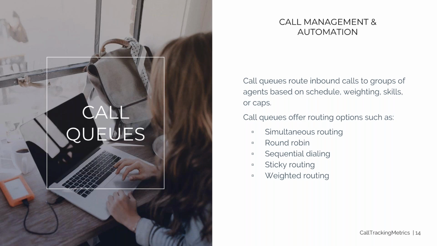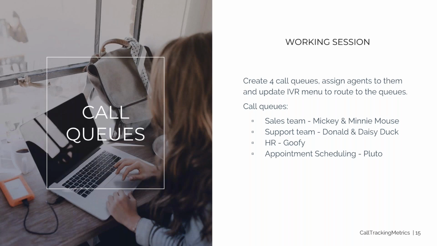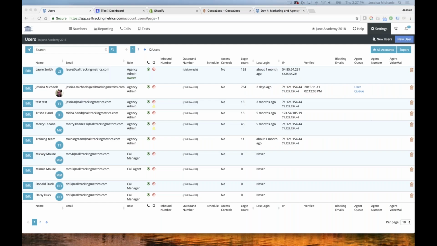Inside of a call queue, we offer several routing options, such as simultaneous routing, round robin, sequential dialing, sticky routing, and weighted routing. So let's actually go ahead and create a call queue. Here I listed four, but I think that's a little overkill. We could just create one for the sales team for Mickey and Minnie. So to do that, let's go ahead and switch our screen back into CTM.